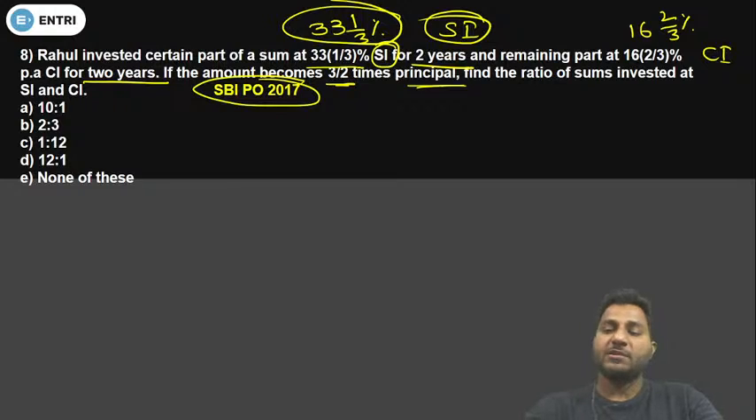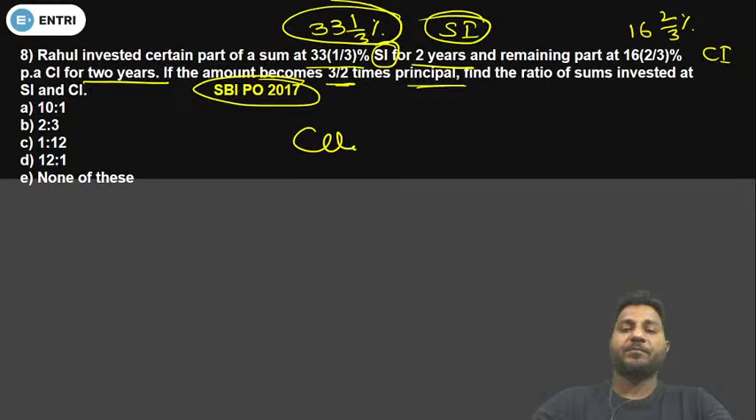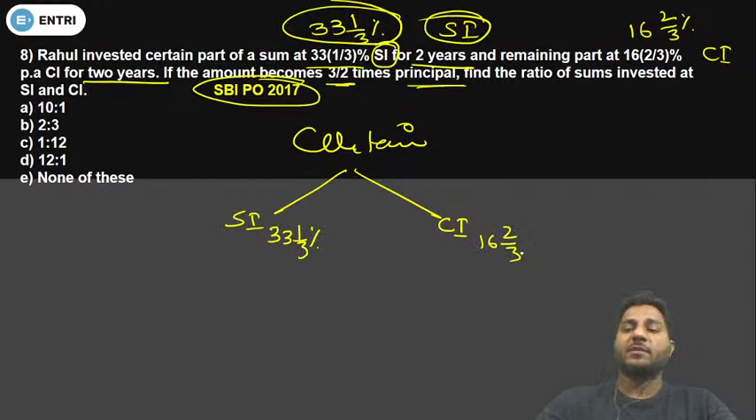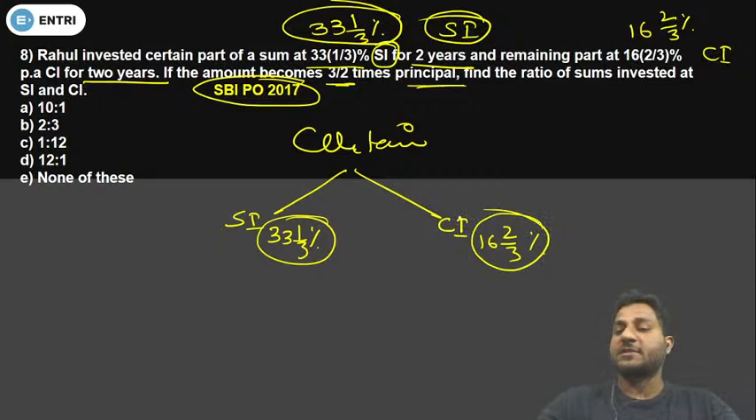Are you getting this concept? Look, a certain amount is distributed in two parts. One in SI and the second one in CI. For SI, the rate was 33 whole 1 by 3%. For CI, the rate was 16 whole 2 by 3%. But remember, in SI you had only the simple version, while in CI you had a successive version. Okay? Are you getting it?